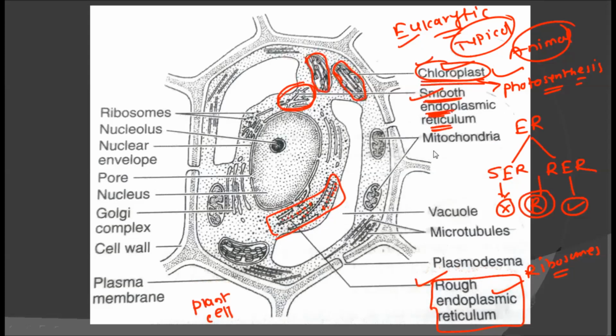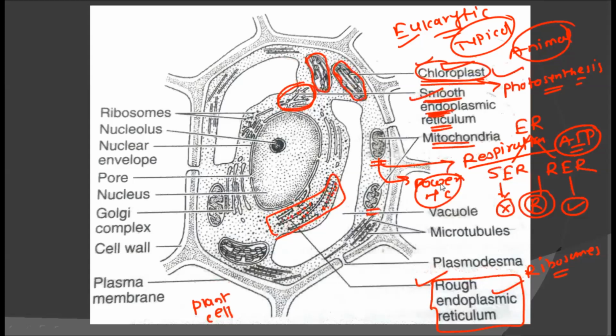Alright. Then the next structure we are finding here is the mitochondria. Here you can see there are multiple mitochondria present in the cell, and these mitochondria are the primary site of the respiration process, right? All the ATP is synthesized in the mitochondria, and that is why the mitochondria are also called the powerhouse of the cell, right?